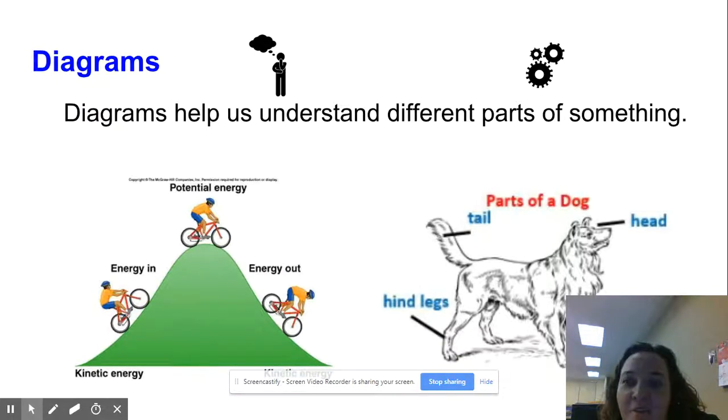Here's another diagram. This diagram is of a dog, and it's going to tell me all the different parts of a dog. Now, I like dogs, so let's take a look at this diagram a little bit closer in our next slide.